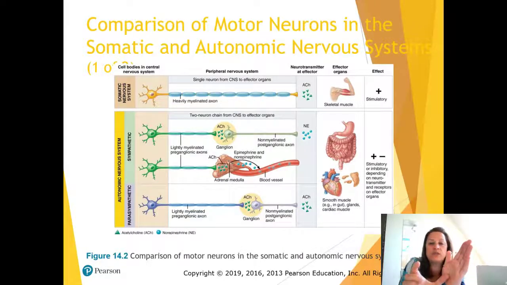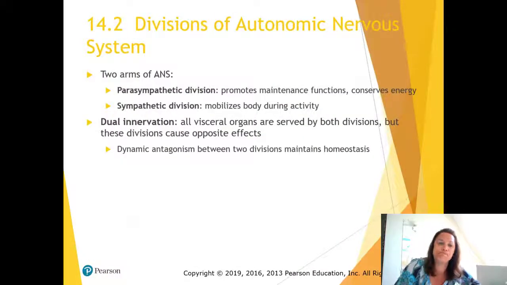Then the second one is going to secrete acetylcholine again. So parasympathetic, acetylcholine, rest and digest. Right? Sympathetic secretes norepinephrine, up, excitatory. So again, take a good long look at this. Look at where the cell body is. Look at the axons. Are they heavily or lightly myelinated or non-myelinated? What is the neurotransmitter and what is the effector organ in the effect?